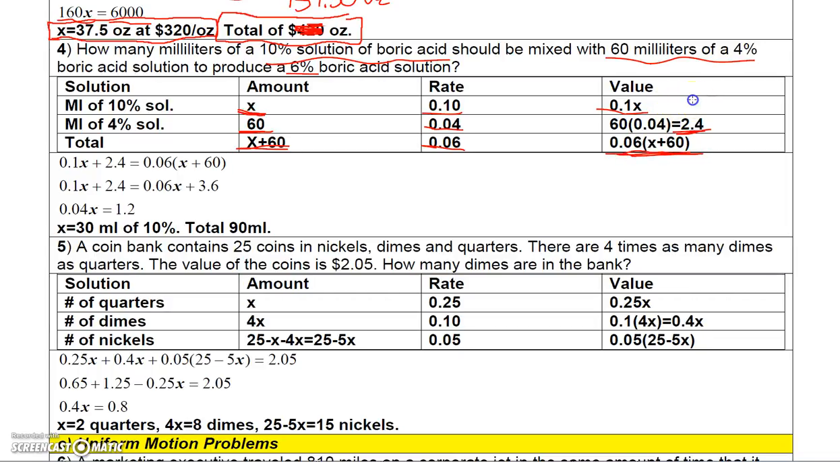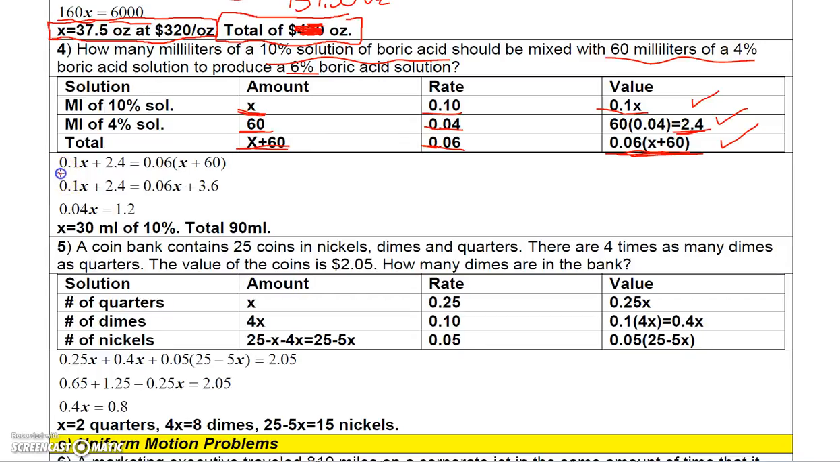So here's the acid content of the 10% solution. Here's the acid content of the 4% solution. And we want that to equal a 6% content of the total solution, which is X plus 60. So we want to add these two together and get them to equal the third one.